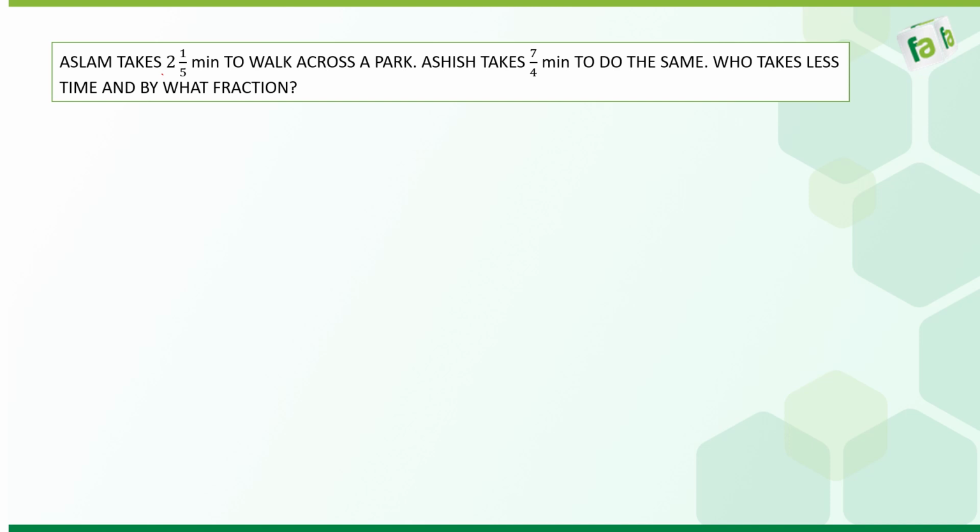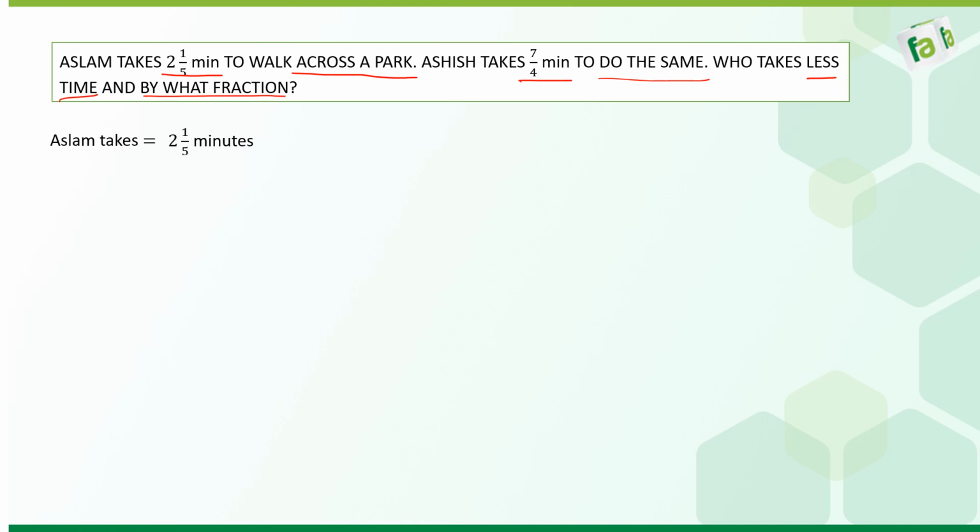Aslam takes 1 by 5 minutes to walk across a park. And Ashish takes 7 by 4 minutes to do the same. Who takes less time and by what fraction? How much time does Aslam take? Correct. Aslam takes 2 and 1 by 5 minutes.